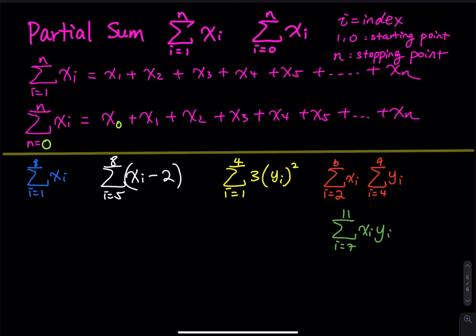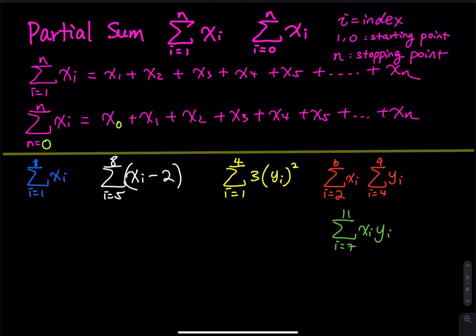So take a look. From 1 to n, we have x1 plus x2 plus x3 plus x4 plus x5 all the way to xn. And when i equals 0, we start at x0, x1, x2, x3, x4, x5, and all the way to xn. So let's practice a few partial sums.